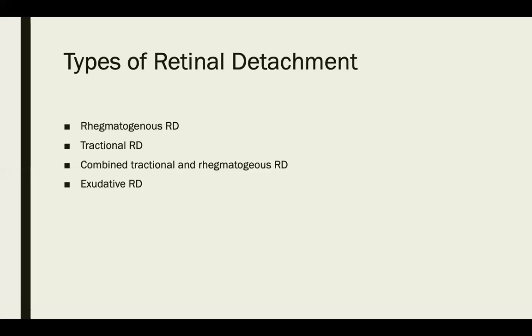And another type is the combined tractional and rhegmatogenous retinal detachment. Like if a patient with diabetic retinopathy has traction on the retina, and with pulling of the retina, a break is formed, then it is called combined tractional and rhegmatogenous retinal detachment, because rhegma means break. If the break is formed, it is rhegmatogenous. But broadly, the retinal detachment is divided into rhegmatogenous, tractional, and exudative types of retinal detachment.